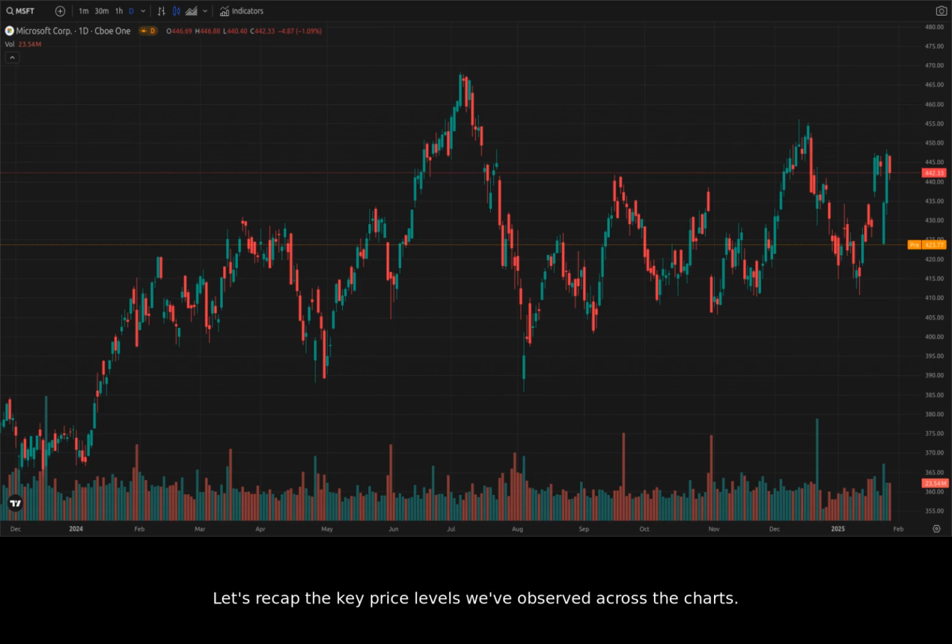Let's recap the key price levels we've observed across the charts. On the daily chart, there's noticeable support around 415 and resistance around 435. The hourly chart shows support at 420 and resistance at 430. The 15-minute chart reveals more short-term support around 425 and resistance at 445.